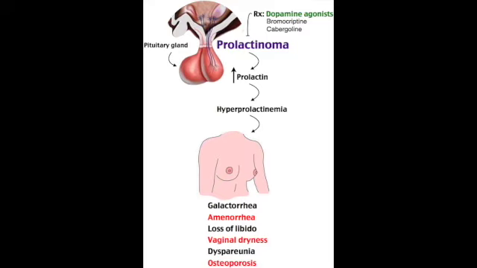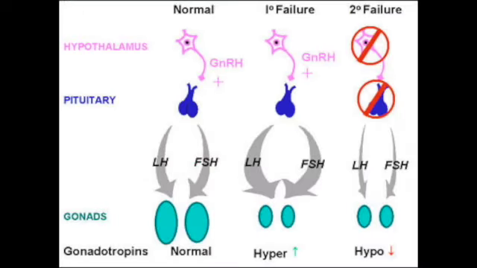Management depends on the cause. Medication-induced hyperprolactinemia: discontinue the offending agents, and dopamine agonists can be used, again like cabergoline and bromocriptine, that inhibit prolactin. And surgical or radiation therapy may be needed in some cases of refractory prolactinomas.